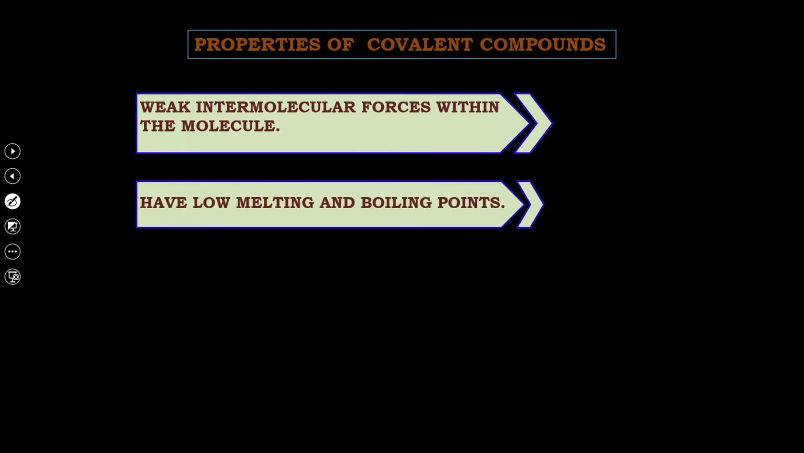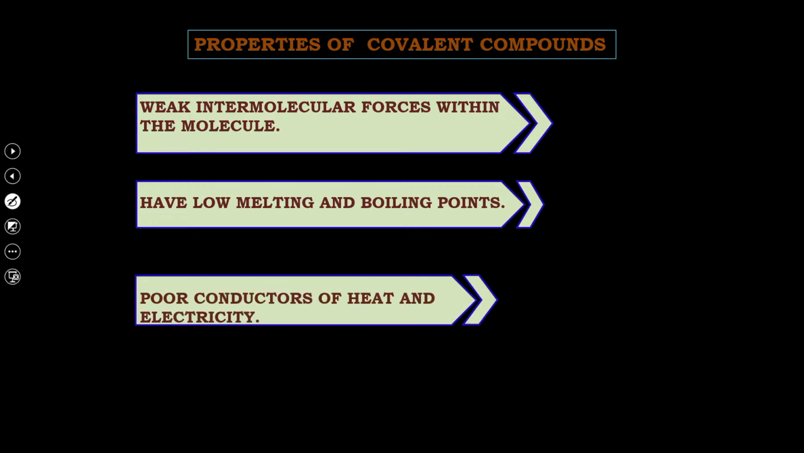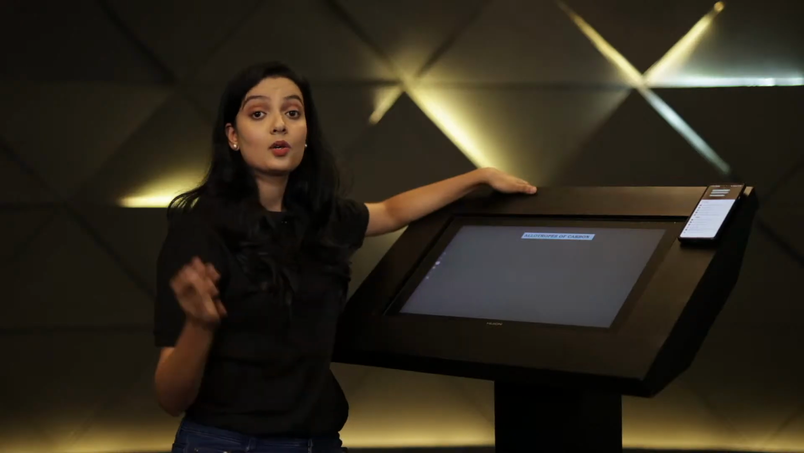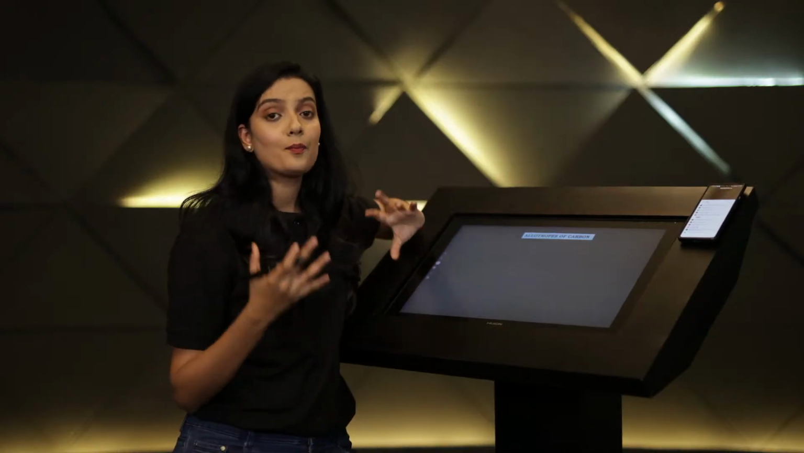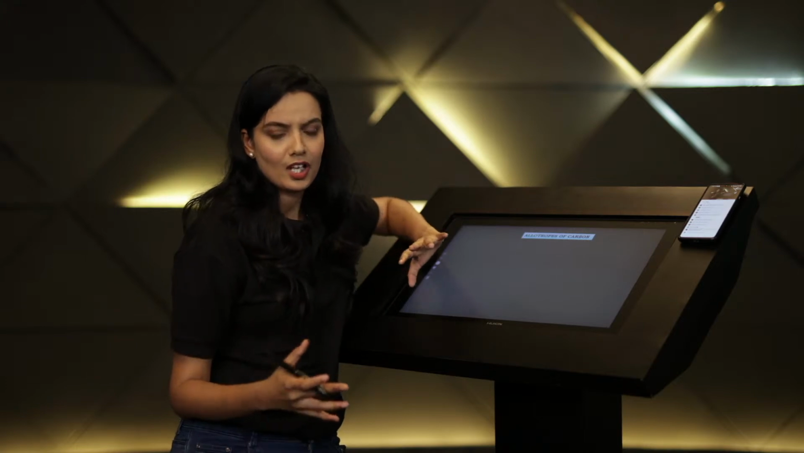Now, similarly, due to weak intermolecular forces, they will have low melting and boiling points. And the most important property, that covalent compounds are poor conductors of electricity and heat. Okay. So this was all about the covalent compounds, or we can say bonding in carbon. So till now you might have understood how a covalent bond is formed.